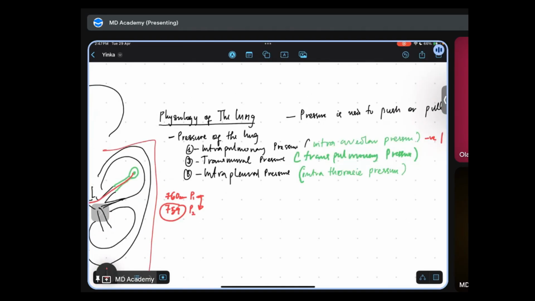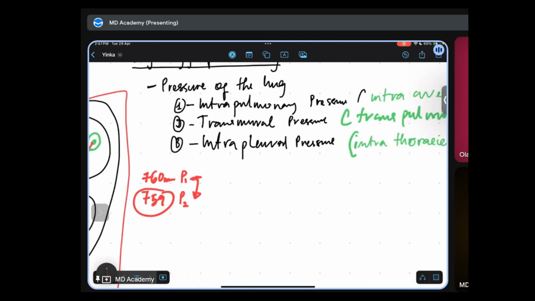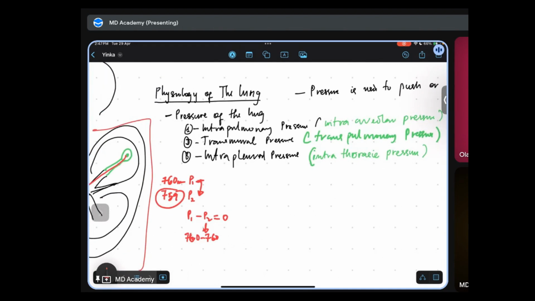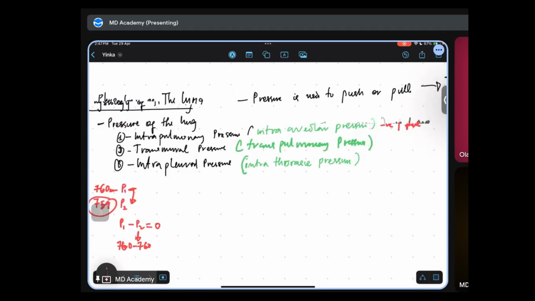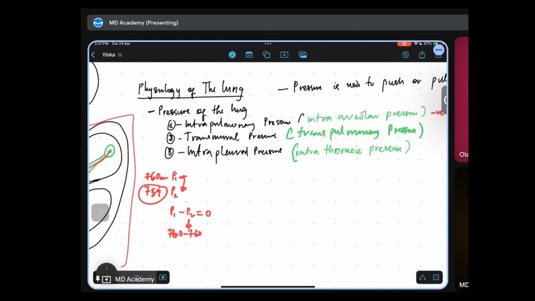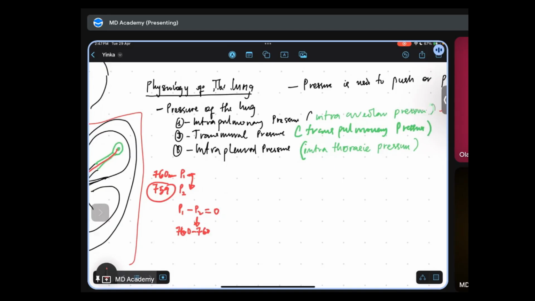So when the difference in the pressure is 0, what it means is that P1 minus P2 is equal to 0. What does that mean? It means that the alveolar pressure, which is going to be P2, is the same as the atmospheric pressure. Therefore, the difference will be 0. And in that instance, there is no movement of air at all. I'll jump to how this affects inspiration.